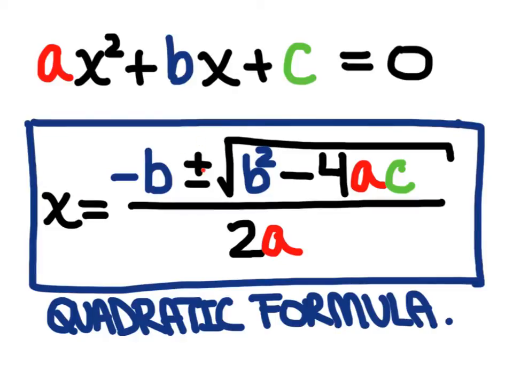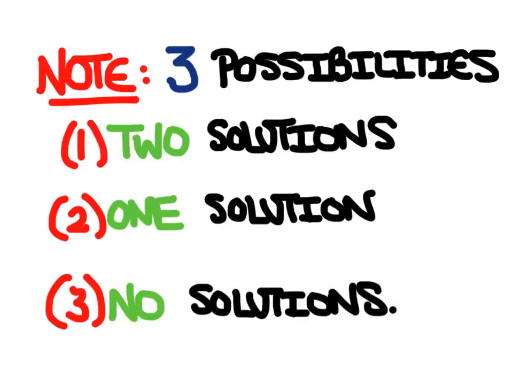The plus or minus means that you're going to essentially use the formula twice. You're going to use it once where you use the plus and again where you use the minus. Because of this, there are 3 distinct possibilities. First of all, from the formula you can get 2 distinct solutions, 2 real numbers. You might also only get 1 solution, or you might get no solutions. And we're going to do one example to show all of these different possibilities.